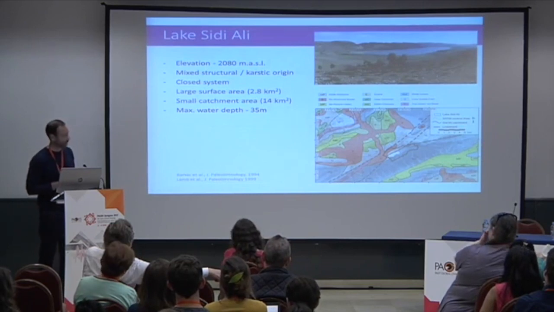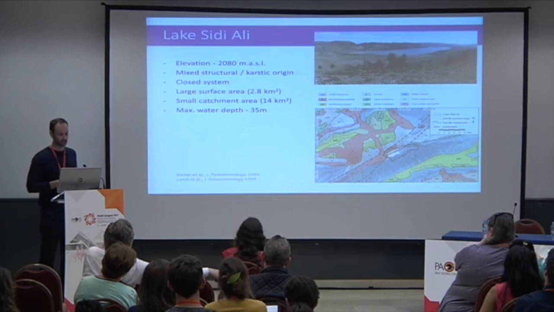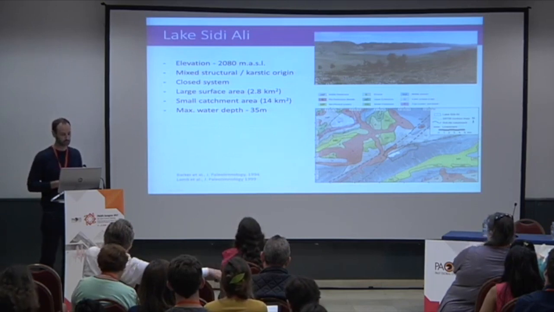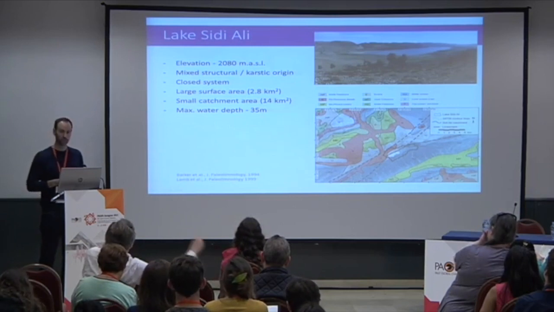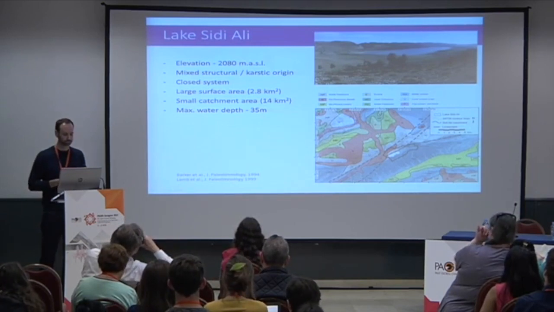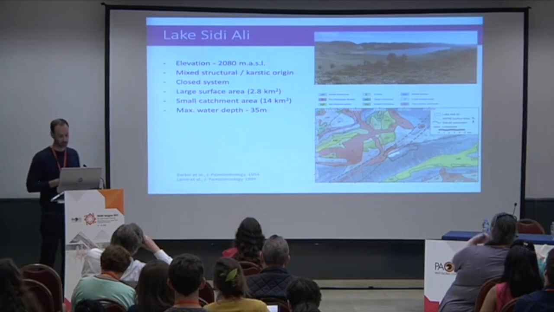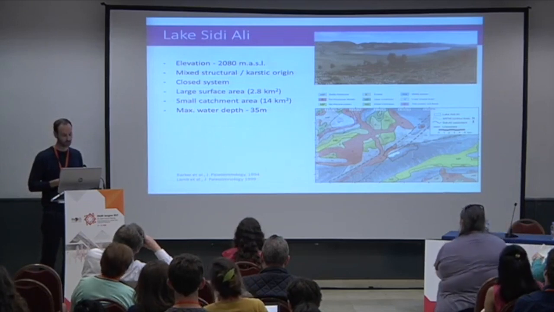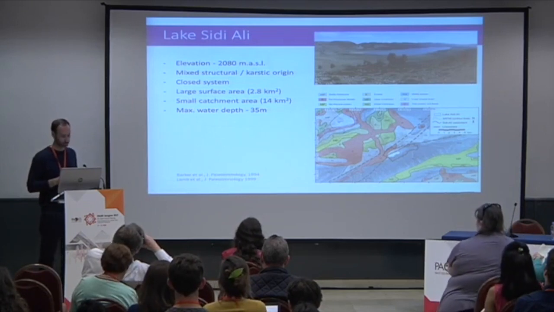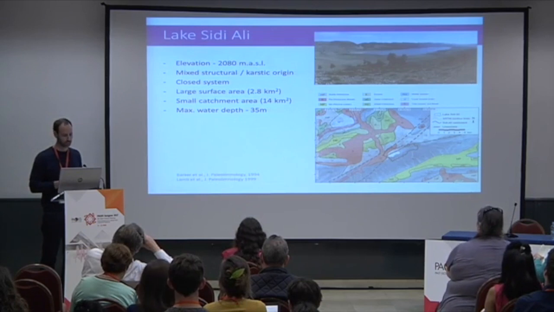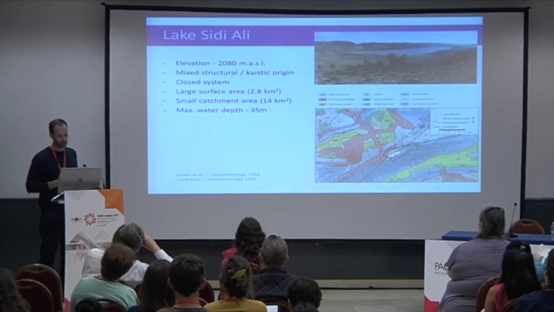It's a lake located at high elevation, above 2,000 meters. The lake's origin is mixed in terms of structural and karstic processes. It's a closed system with no major fluvial input. The lake has a large surface area. It's one of the largest lakes in Morocco, almost 3 square kilometers, but variable with precipitation. The catchment area in terms of overland flow is very small, and the maximum water depth is around 35 meters.